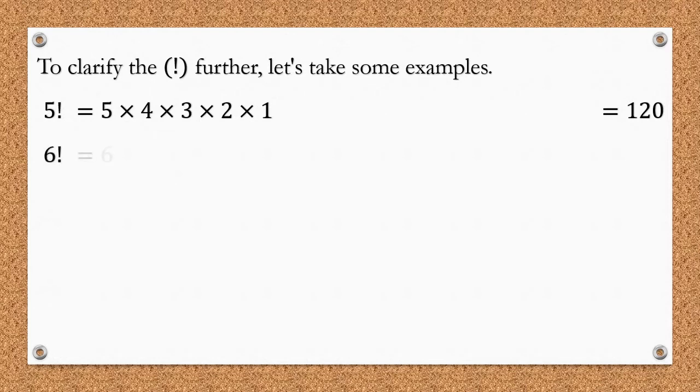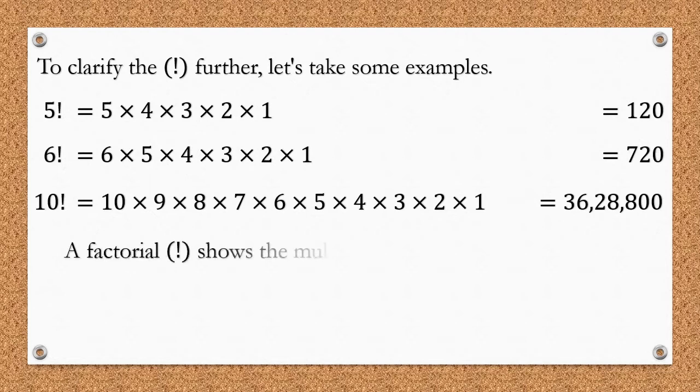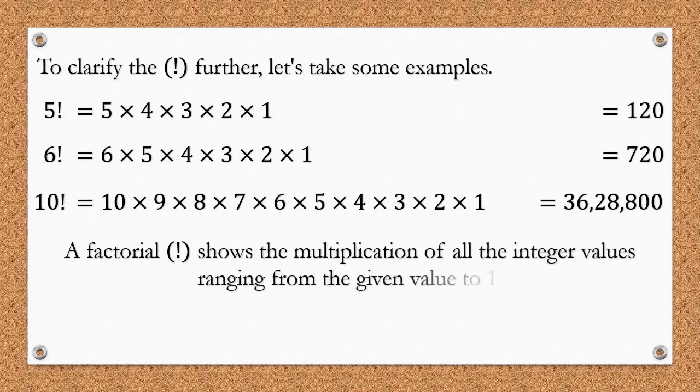If it's 6 factorial, then it is 6 into 5 into 4 into 3 into 2 into 1, the answer is 720. If it is 10 factorial, then it is from 10 to 1, all the integers multiplied. Starting from 10 ending at 1, whatever integers are there, I will multiply all of these values and I will get 3,628,800. So if I put it simply, a factorial shows the multiplication of all the integer values ranging from the given value to 1. So for 5 factorial, all the integer values from 5 to 1 will be multiplied.